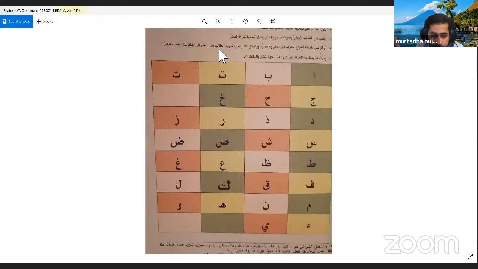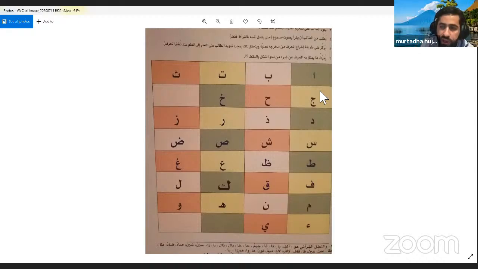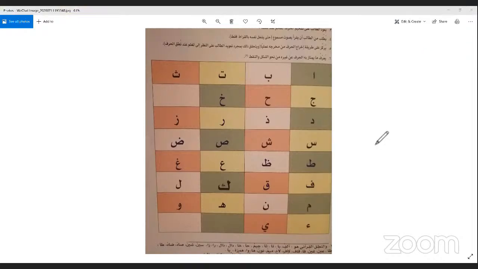So what will happen? This is the first page of the book. Then the teacher will let the student point at each letter and read. So now I will do the same with you.